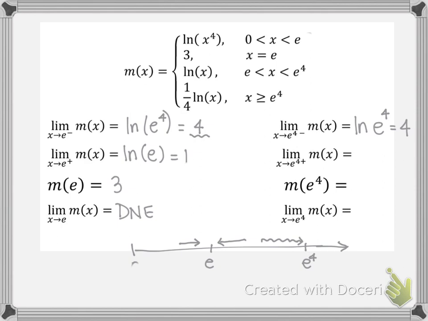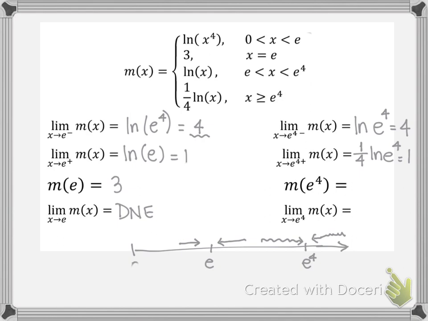Finding our right-hand limit, that would be in the interval when x is greater than or equal to e to the fourth. And that would be given by this last piece of the piecewise function. So again, I'm going to plug in e to the fourth. So I have 1/4 of ln e to the fourth. That's going to give me 1/4 times 4, which just simplifies to 1.